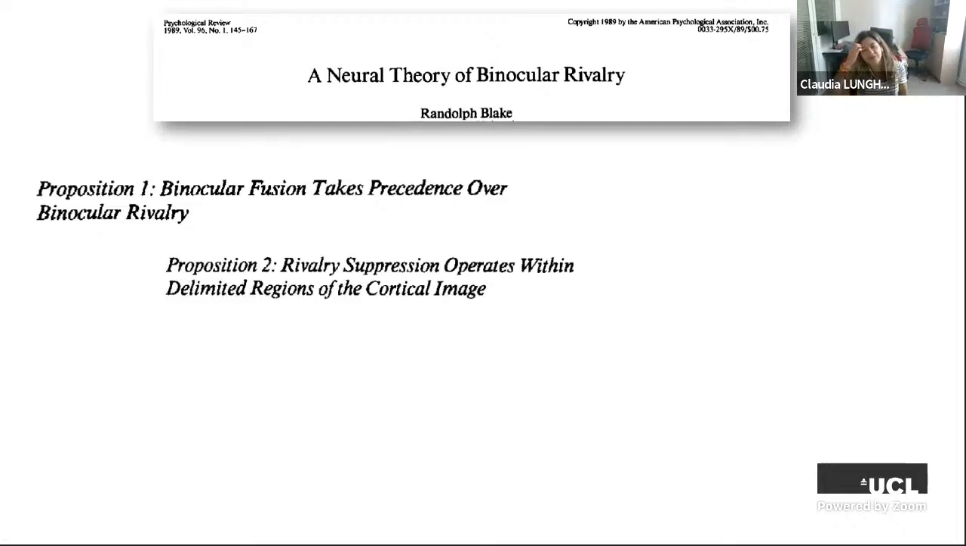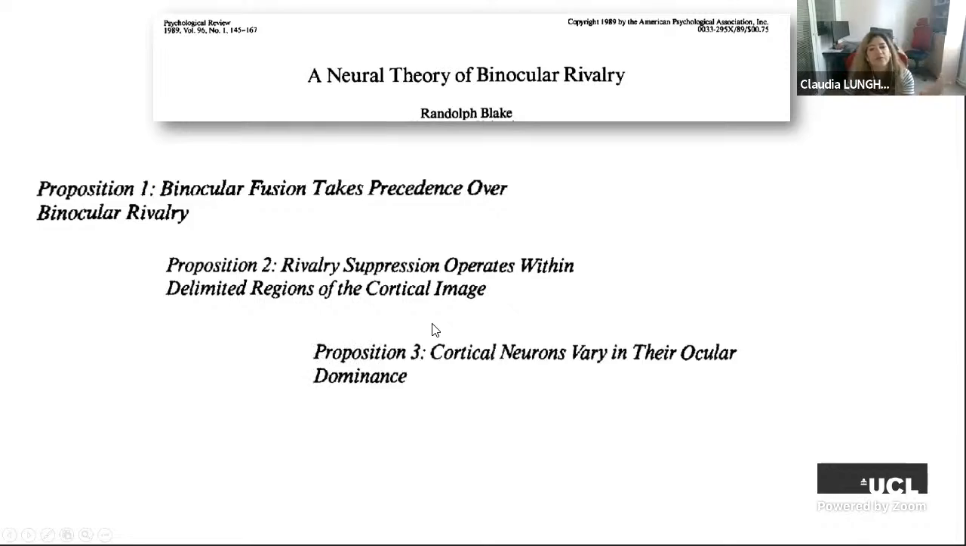The second proposition says that rivalry suppression operates within limited regions of the cortical image. And that again derives a bit from the first proposition as well. Rivalry will be engaged only in those retinal locations, and therefore also cortical locations, in which a conflict exists between monocular channels or monocular information. It won't spread out to the rest of the cortical image, of the retinal image, when the figures in the images are compatible between the 2 eyes, because in that case, fusion would take precedence over binocular rivalry.